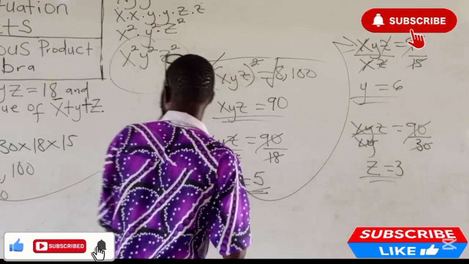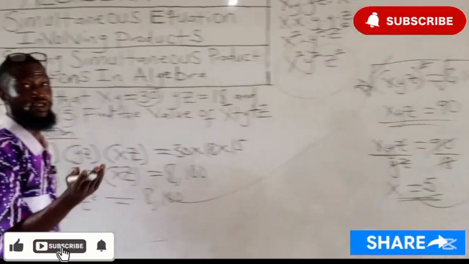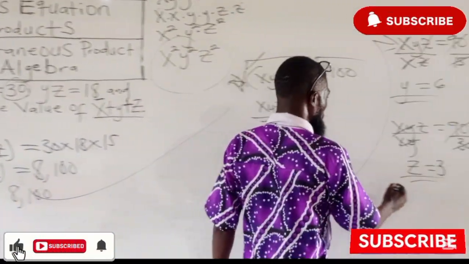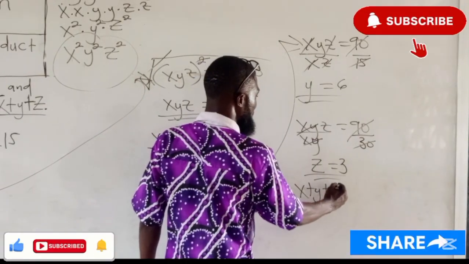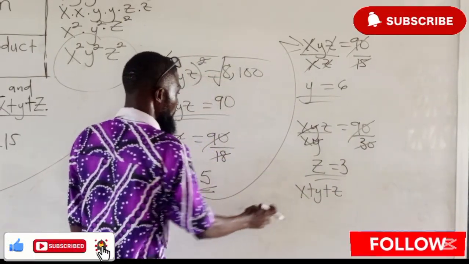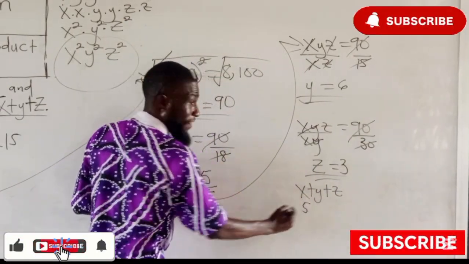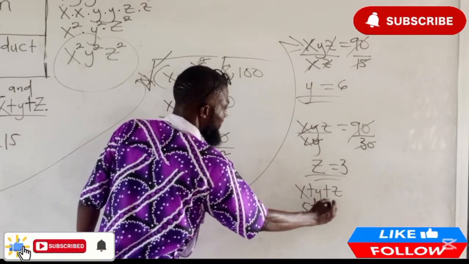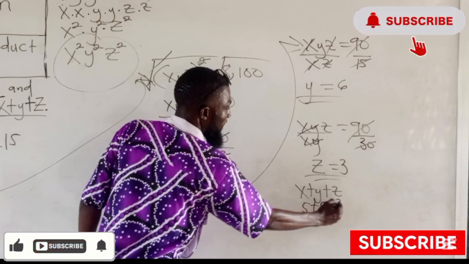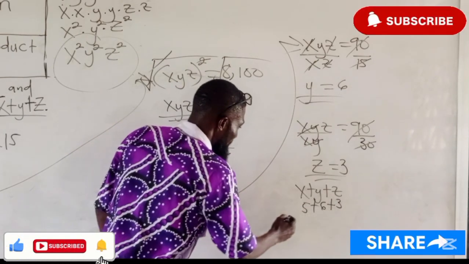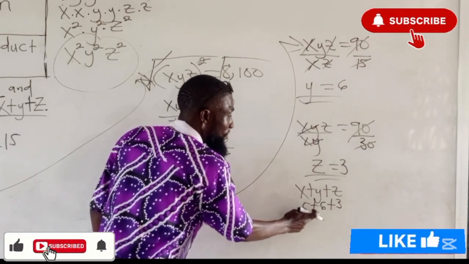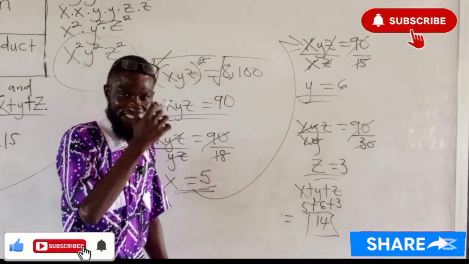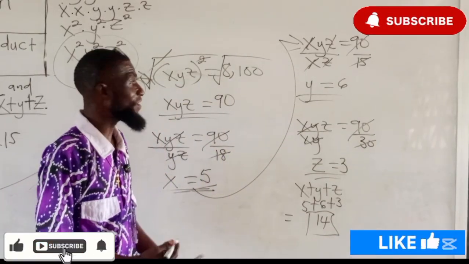In conclusion, ladies and gentlemen, we're told to find the value of x plus y plus z. So x plus y plus z now will just be equal to the x number, which is 5, plus the y number, which is 6, plus the z number, which is automatically 3. On this note, ladies and gentlemen, if I add 5 plus 6 plus 3, automatically I will have 14 as my answer. So ladies and gentlemen, this is our answer for today.